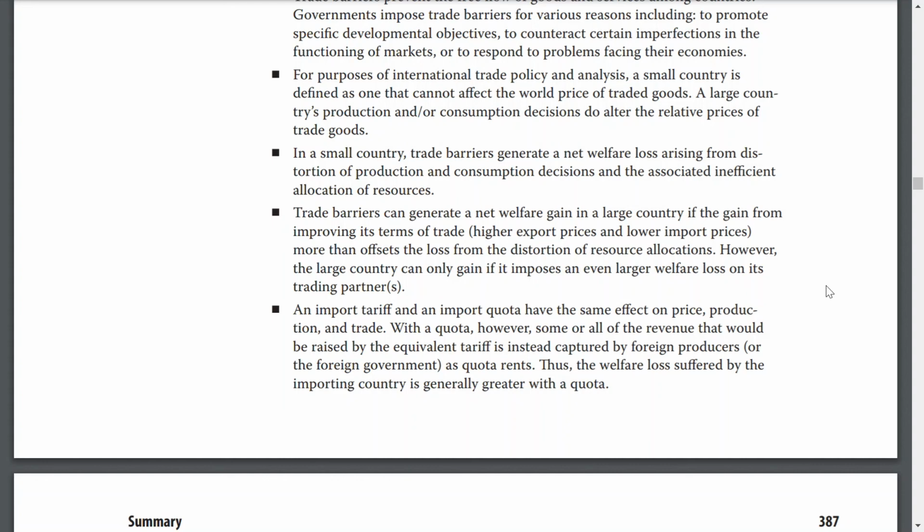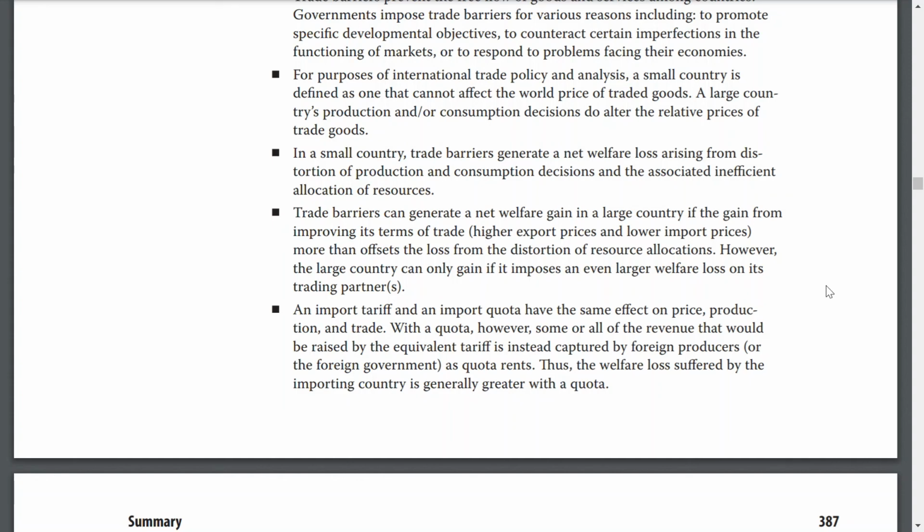Trade barriers can generate a net welfare gain in a large country if the gains from improving the terms of trade, higher export prices and lower import prices, offset the loss from the distortion of resource allocations. However, the large country can only gain if it imposes an even larger welfare loss on its trading partner.